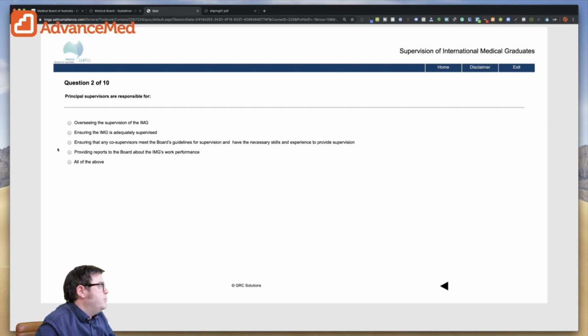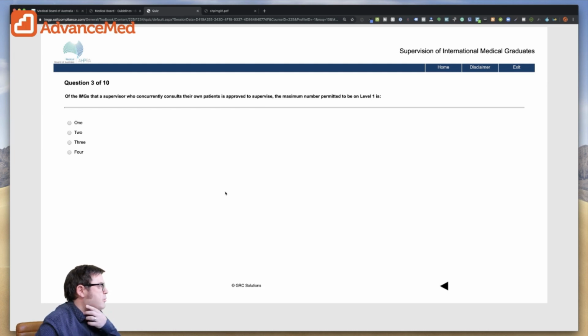The principal supervisors are responsible for overseeing the supervision, ensuring adequate supervision, ensuring that co-supervisors meet requirements, and providing reports to the board about the IMG's work performance. This is one of those all-of-the-above ones. Of the IMGs that a supervisor who currently consults their own patients is approved to supervise, goodness, a poorly worded sentence, the maximum number permitted to be on level 1 is 1.